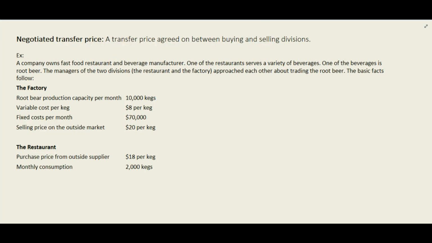I'll talk in this video about negotiated transfer price. A transfer price is a price that is agreed on between buying and selling divisions. So let's see this example.